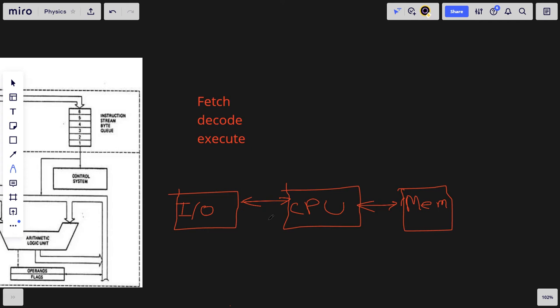Hello. In this lecture, we are going to learn about the internal architecture of 8086 microprocessor. So, before getting into the topic, let's clear some basics which we have covered in the previous lectures. What does a microprocessor do? The main three works of a microprocessor are to fetch an instruction or a command, decode it, and execute it.